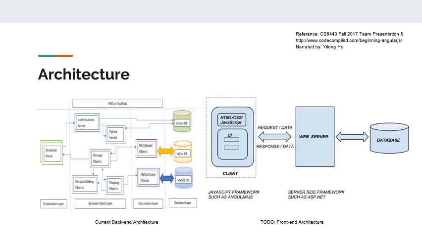So here is a high-level architecture of our final project. On the left side, it's the current existing backend architecture from previous team, and on the right side, it's the architecture for our final project, which is to take advantage of HTML, CSS, and JavaScript to provide a more user-friendly UI to the end users.